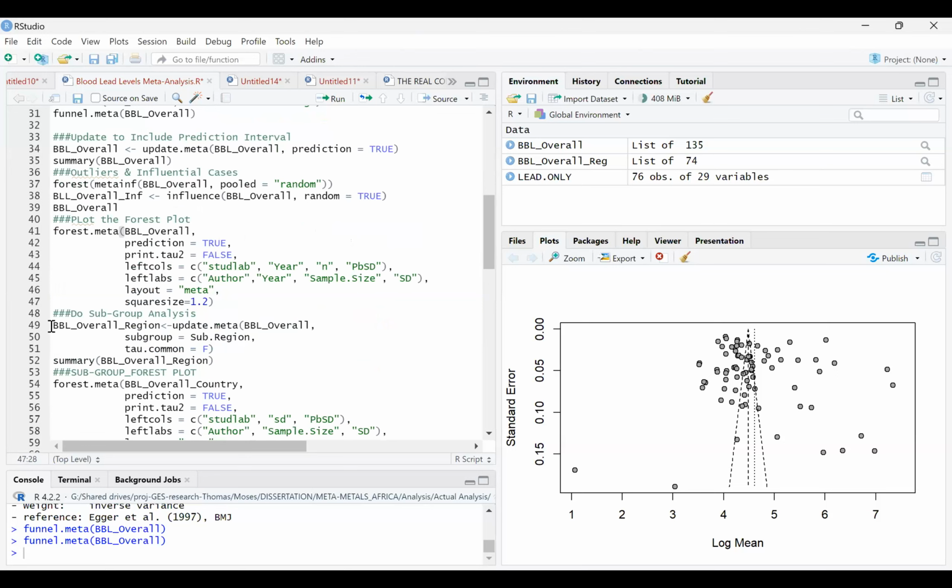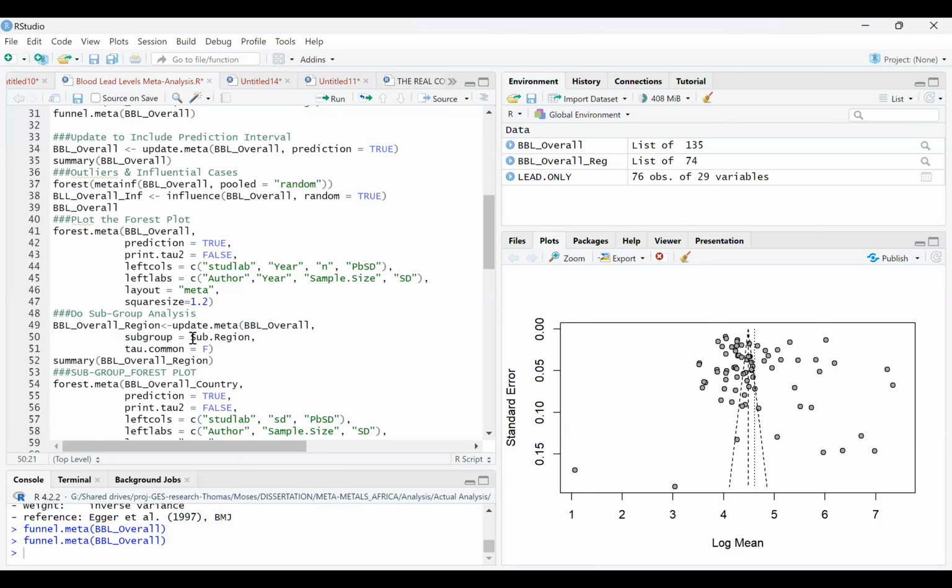Then I'm going to do subgroup analysis. I'm going to say, okay, update my meta. Update meta is also a function in the meta package. So instead of retyping the whole code again and specifying your region, you can simply enter update meta and put into brackets the model that you produced, and the subgroup as a function.